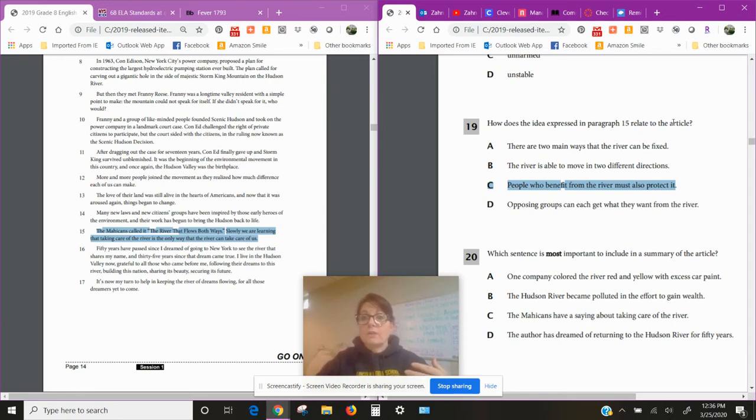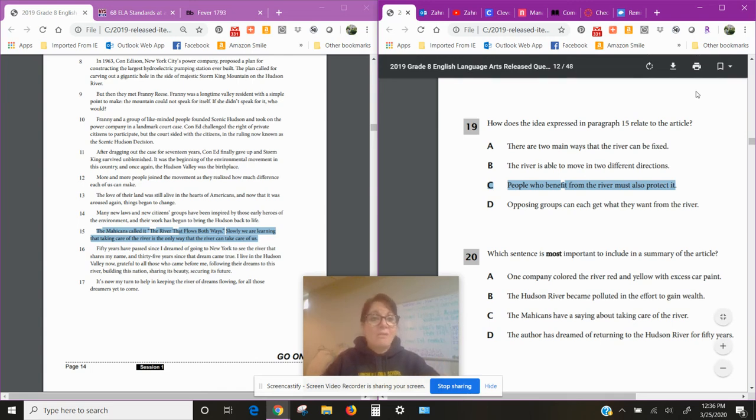Two main ways the river can be fixed. No, there's nothing about fixing the river. The river's fine. Opposing groups, I already talked about. The opposition is not there. So when we look at this answer compared to what is in the actual paragraph, it's really talking about people taking care of it. And if you take care of it, you're going to benefit from it. So people who benefit from the river must also protect it is the correct answer.